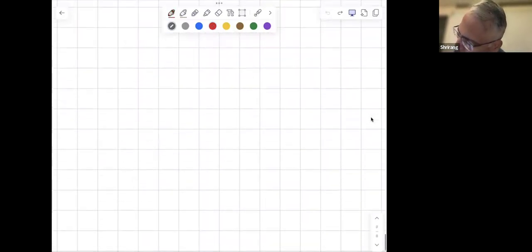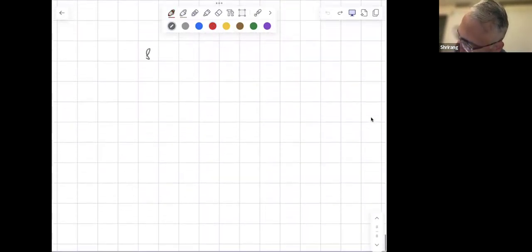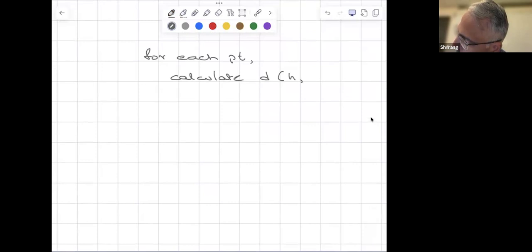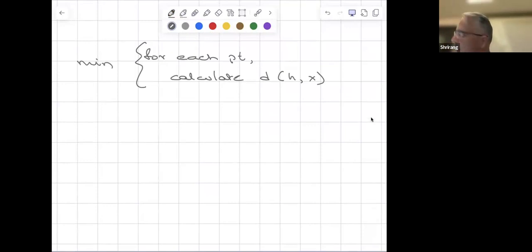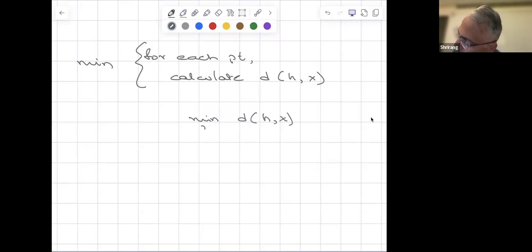Okay. So I'm going to say for each point, calculate the distance of the hyperplane to the point. Okay. And then take the minimum of this. How will I write that? It's the minimum distance between the hyperplane and the x over all x.